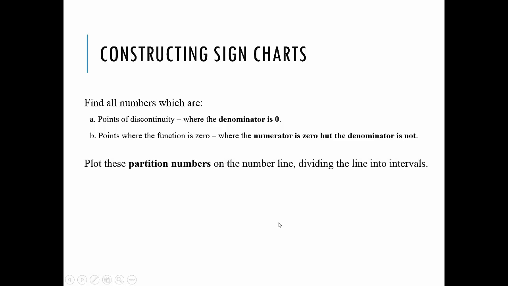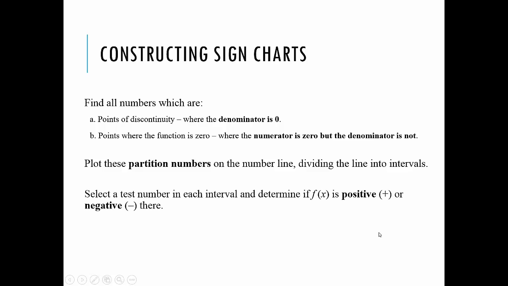We plot these partition numbers on the number line, dividing the line into intervals, and then we select a test number in each interval and determine if our function is positive or negative in that interval. And then you complete your sign chart by showing the sign, positive, negative, on each interval. So as I mentioned earlier, in this section, they show you how to use a sign chart for solving an inequality.